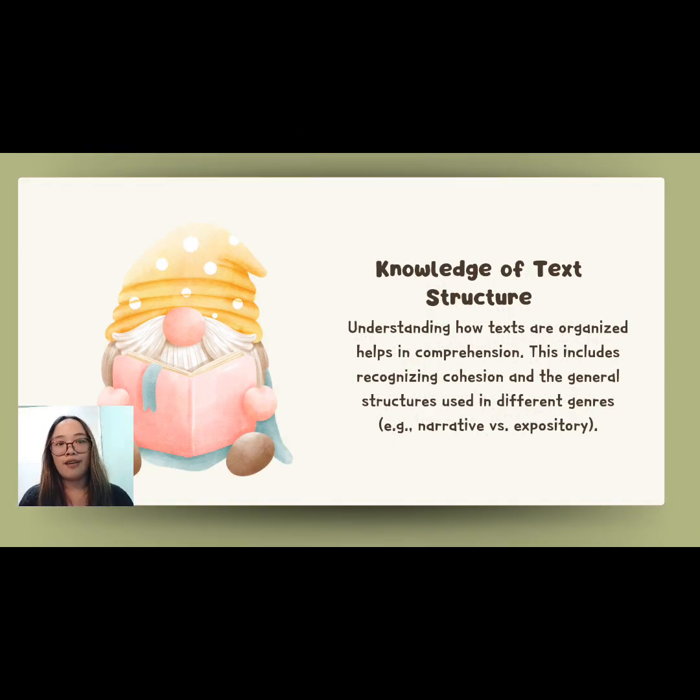Okay, let us have the last part of my report. Knowledge of text structure. Understanding how texts are organized helps in comprehension. This includes recognizing cohesion and the general structure used in different genres. For example, narrative versus expository.